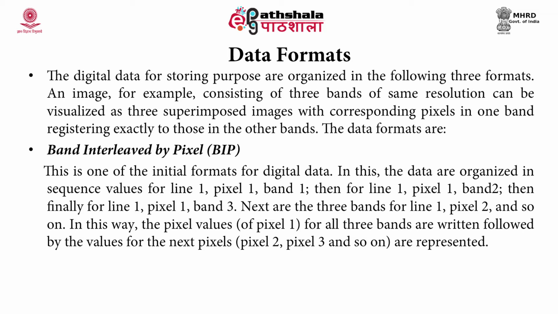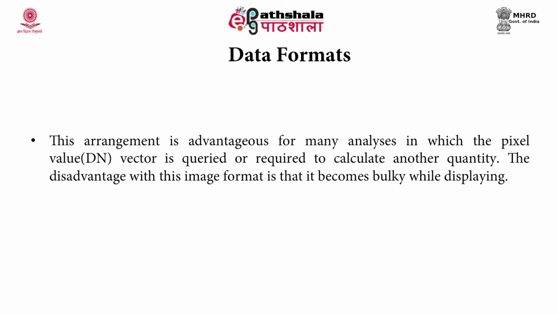In this, the data are organized in sequence as values for line 1, pixel 1, band 1, then line 1, pixel 1, band 2 and finally, line 1, pixel 1, band 3. Next are the 3 bands for line 1, pixel 2 and so on. In this way, the pixel values of pixel 1 for all the 3 bands are written, followed by the values for the next pixel, pixel 2, pixel 3 and so on. This arrangement is advantageous for many analyses in which the pixel value or the digital number vector is queried or required to calculate another quantity. The disadvantage with this image format is that it becomes bulky while displaying.